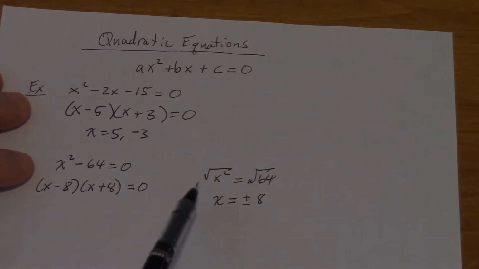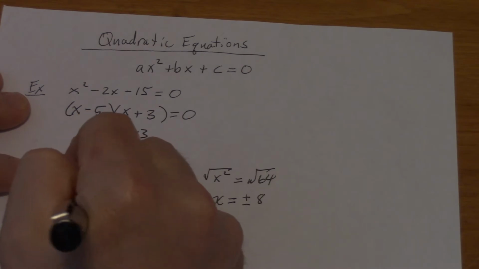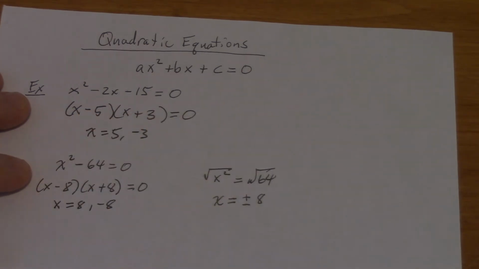That's because the square root of x squared is actually the absolute value of x, and that's why we have to say plus or minus. So once again, these answers should be the same for both of them, 8 and negative 8.